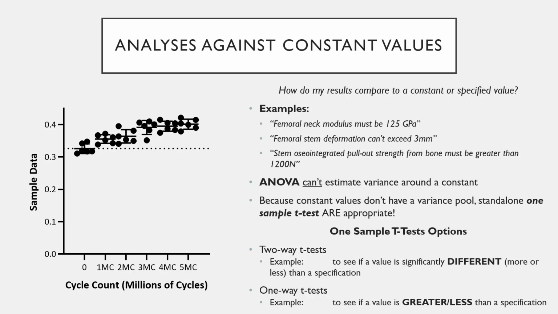A one-way test is different. That's where you want to see if a value is either specifically greater or less, and it's not both. Both would be different. But if it's either greater or less than a specification, you need to pick which direction you want, meaning you've got to pick either greater or less. The stem deformation can't exceed 3 millimeters. That means it needs to be less than 3 millimeters. The pullout strength has to be greater than 1200 newtons. Those are two different one-way tests, both going in different directions. One has to be less than, one has to be greater.